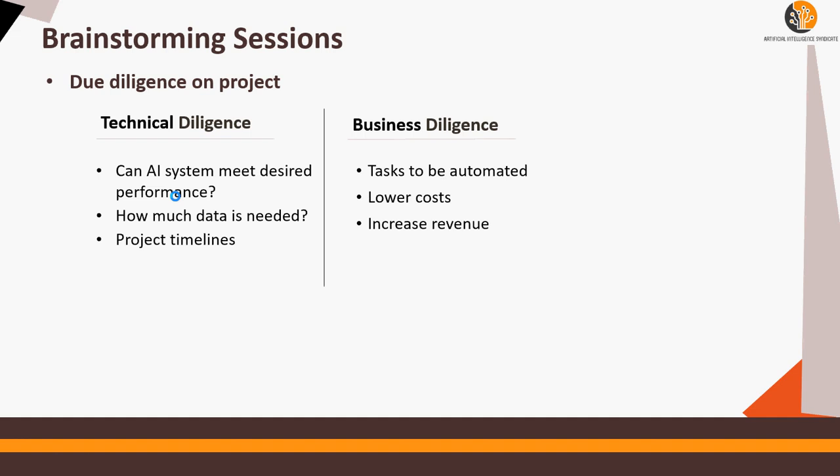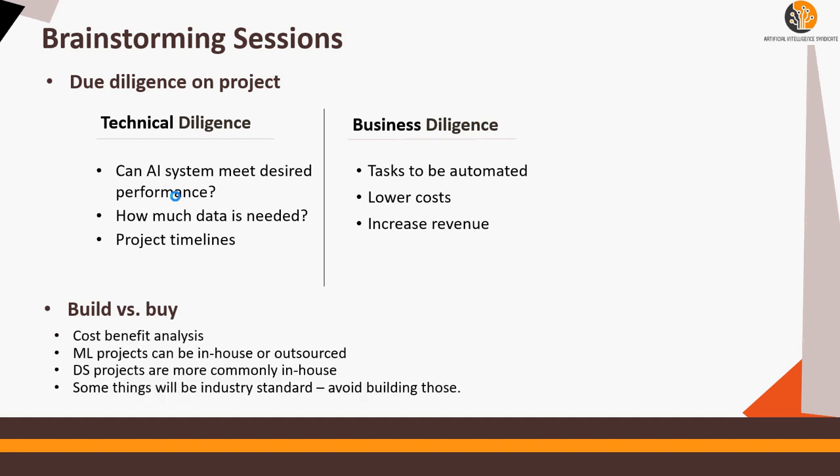Build versus buy. If there is something available in market directly, why reinvent the wheel? Go get the product. Do a cost benefit analysis, data science projects, and industry standard. If it is available, go buy it.